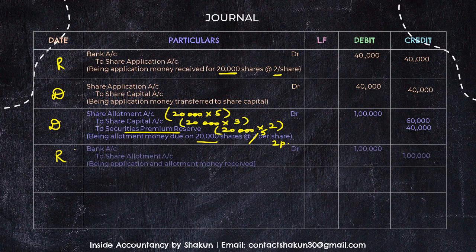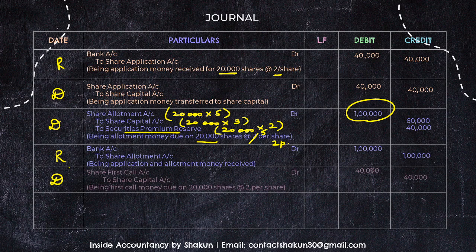Right, then we'll pass the entry for receiving on allotment. So simple, bank account DR to share allotment, since no pro rata anything else is there, so directly full 1 lakh we are going to receive. Next will be the entry for due of the first call. So share first call account DR to share capital, 20,000 shares at the rate of 2, that is 40,000. So amount is due on first call. Then we received the first call.